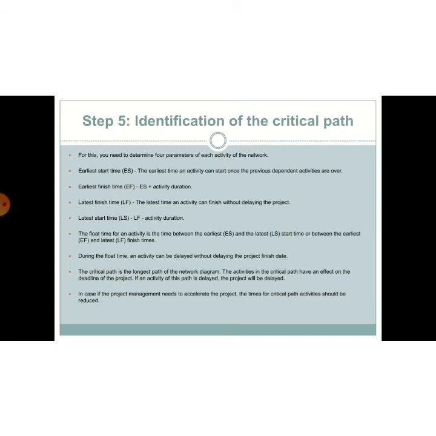The float time for an activity is the time between the earliest start time and the latest start time, or between the earliest finish time and the latest finish time. During the float time, an activity can be delayed without delaying the project finish date. The critical path is the longest path of the network diagram. The activities in the critical path have an effect on the deadline of the project. In case the project management needs to accelerate the project, the times for critical path activities should be reduced.